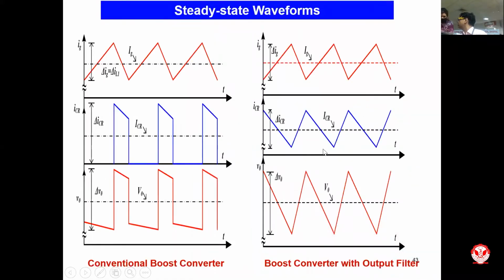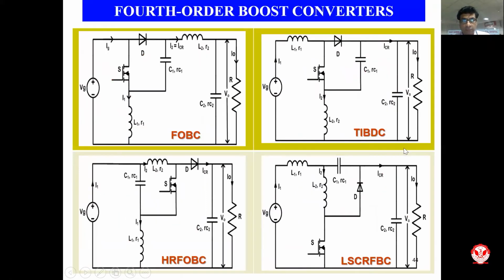So this is what you see: the discontinuous nature of the ICR current was creating the problem. At one time it is zero, at another time it takes a high value, which has now become continuous by placing the traditional filter. So taking that topology, the four topologies that are framed are as shown.